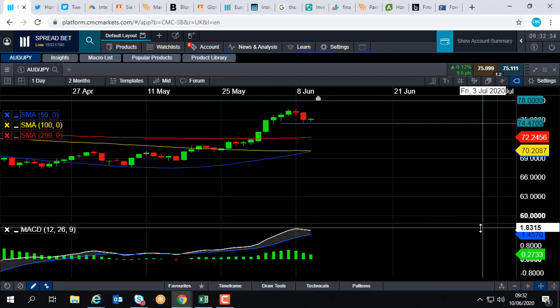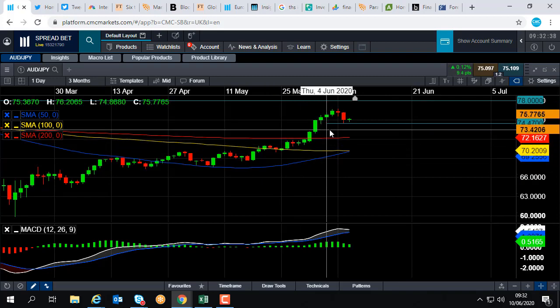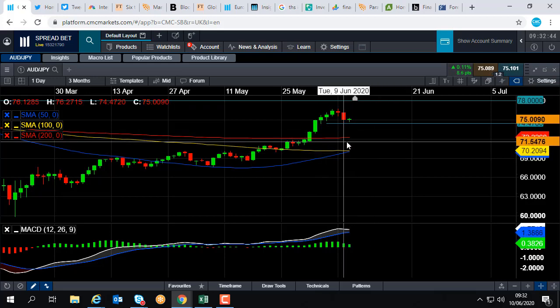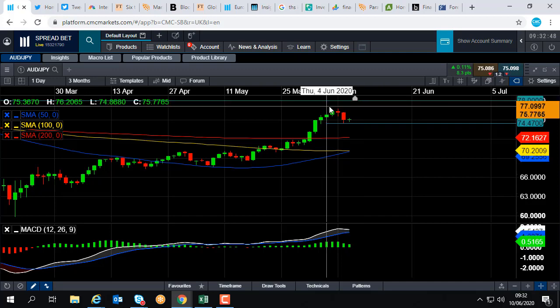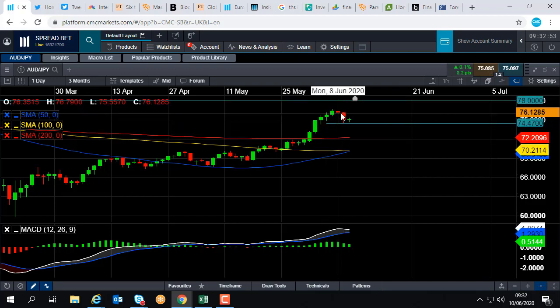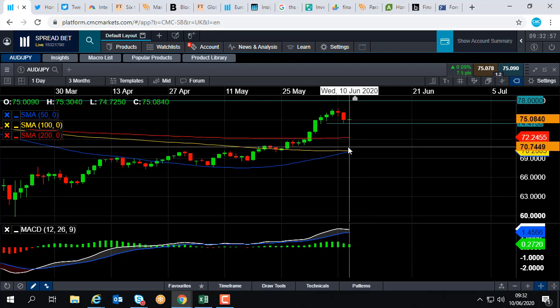So what I wanted to discuss in this video is, what are the potential interesting price points on the horizon in the near term? Are we going to see a continuation of the wider upward trend in the Aussie yen, or are we going to look for a reversal? Is the most recent decline just a pause in the wider upward trend, or could it be the beginning of something larger?